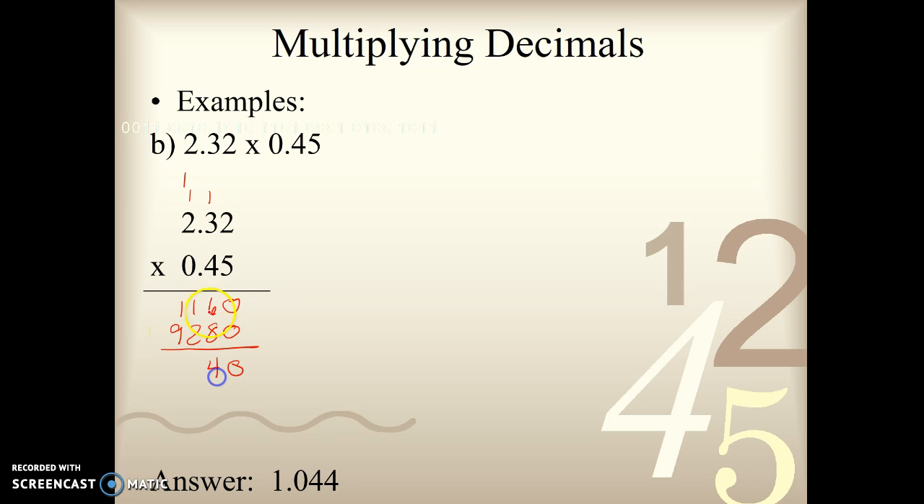Now I need to add those. 6 plus 8 is 14. 1 plus 2 is 3 plus 2 is 5. 1 plus 9 is 10. Okay, now I look at my step 4. I'm going to count the number of decimal places in my factors, and then add that same number of decimal places in my product. So up here I've got 1, 2, 3, 4 decimal places in my factors. So I'm going to count over in my product 1, 2, 3, 4, and my decimal place goes right there. And my answer is 1 and 44 thousandths.